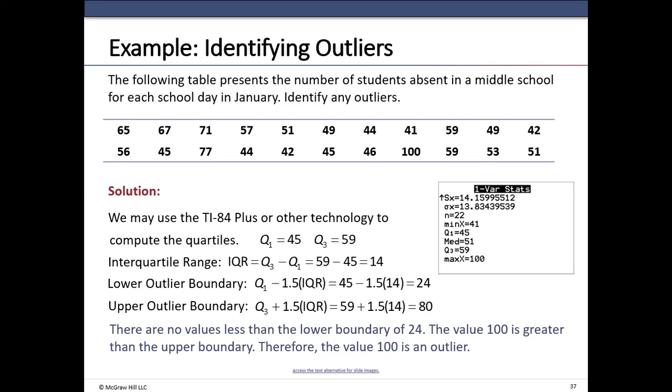Cursory glance, maybe 100 is an outlier. Let's do it. We calculate Q3 minus Q1, that is the interquartile range, which is 14, multiply 14 by 1.5. 1.5 times IQR is 21. So from the Q1, we subtract that 21, gives 24. Any number less than 24 in this data set? No. And then Q3 plus 1.5 IQR gives you the upper outlier boundary, which in this case is 59 plus 21 is 80. Any number greater than 80? Yes, 100. 100 is an outlier.